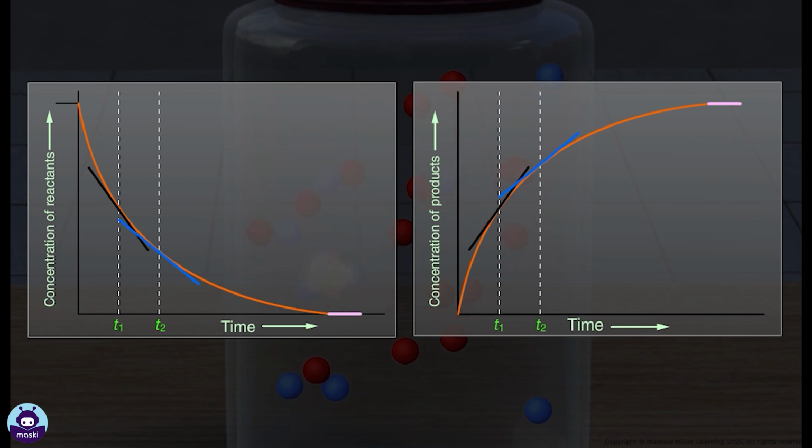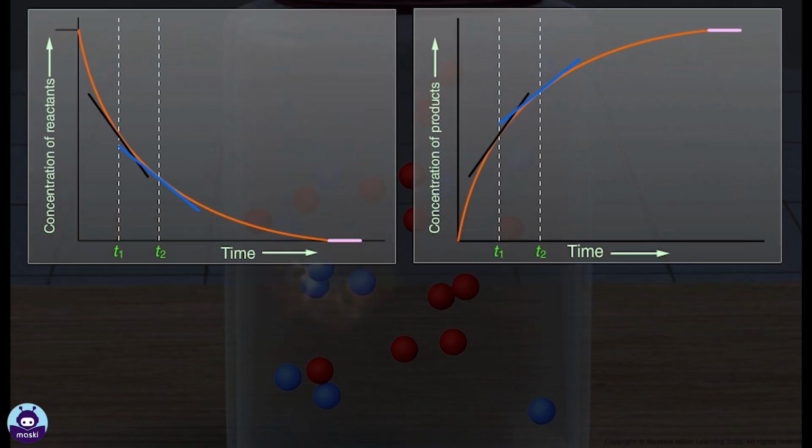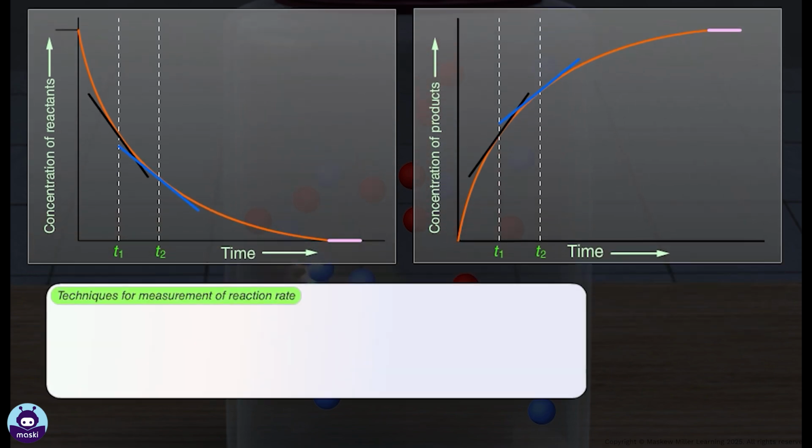When all the reactant atoms have been exhausted, the gradient of the curve is zero. The concentration does not change. If there are two reactant species in a chemical reaction, the rate of reaction will become zero when the limiting reagent is used up. The reaction rate can be measured by different experimental techniques.